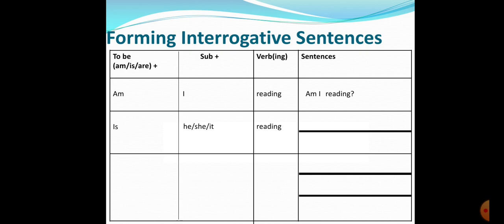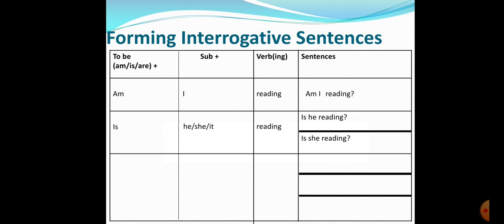Then you get is, so he, she, it. If the subject is third person, he, she, it, then you use is, then reading, so you get is he reading or is she reading. Look at the pronunciation, it should sound like you are asking a question.